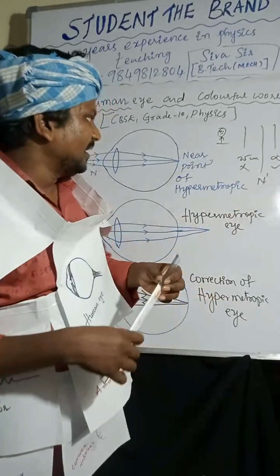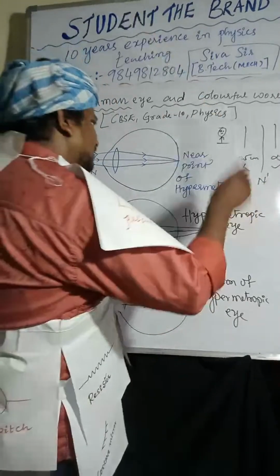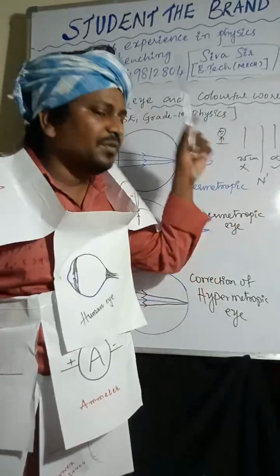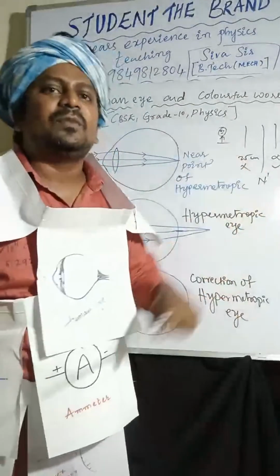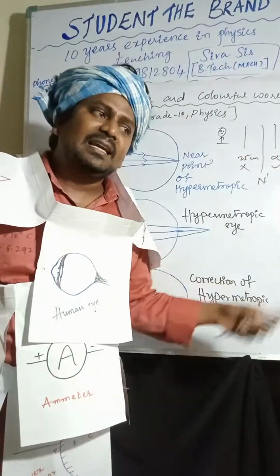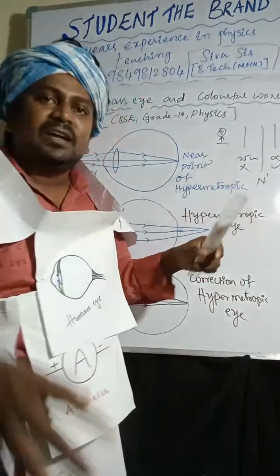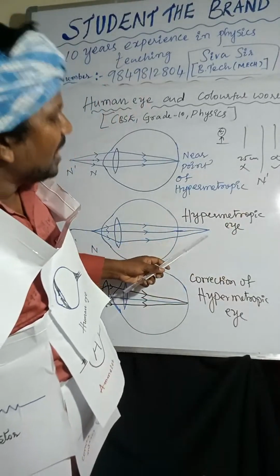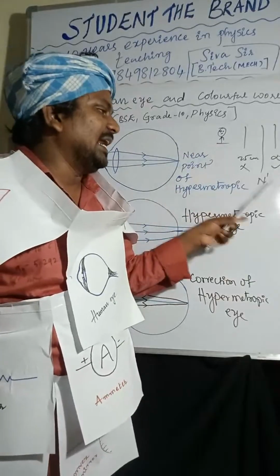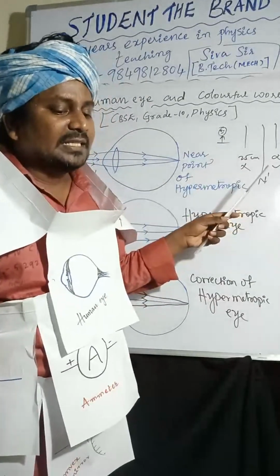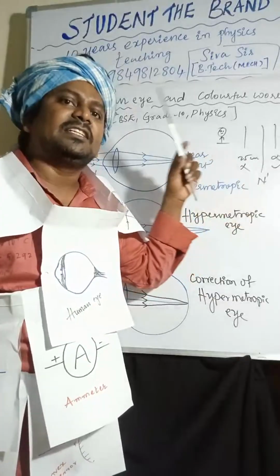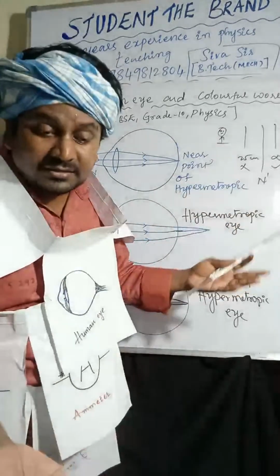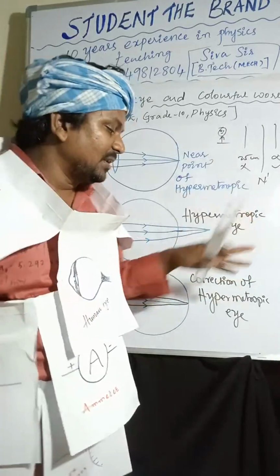I hope it is very clear. So if the light rays are coming from infinity, he can see. If the light rays are meeting beyond the retina, that is the defect. As I said, if the light rays are coming from N dash, he can see; from 25, he can't see. So how to correct? By using a convex lens.